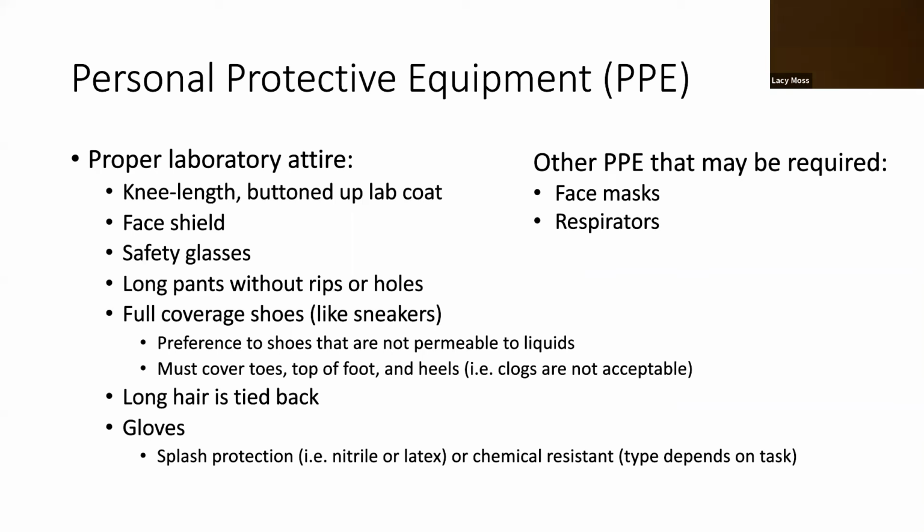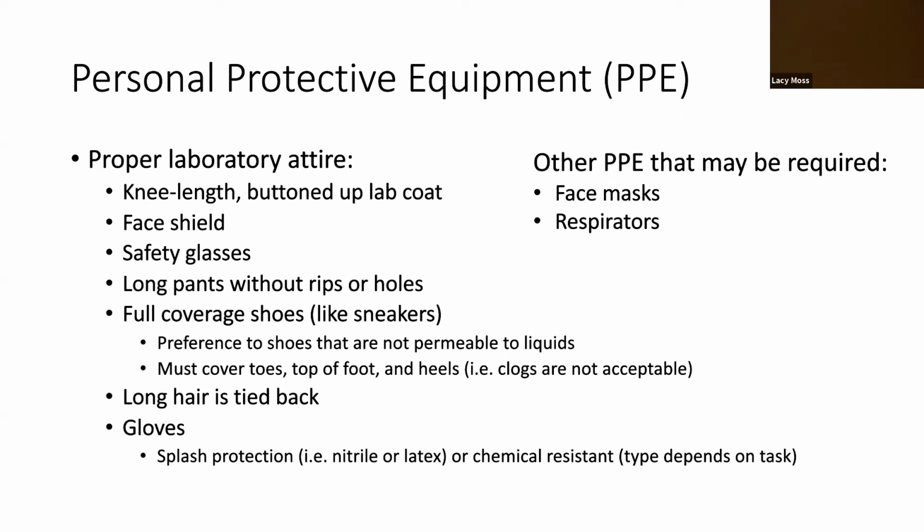So personal protective equipment, proper laboratory attire. We have our fancy lab coats that are knee length because we're sitting. We don't want something to fall in our lap because that would be gross. We want it fully buttoned, so if anything splashes, it doesn't get on our clothes. Face shield if we're doing anything where there might be splashing. A lot of times if you're opening patient samples, you'll wear a face shield so that if it splashes when you open it, it doesn't get on your face.